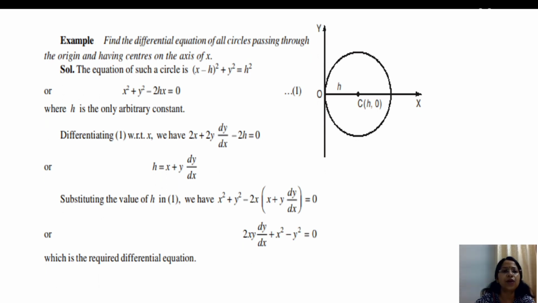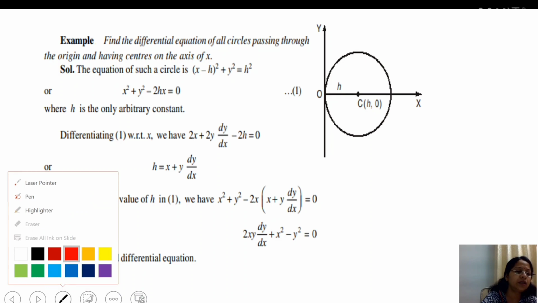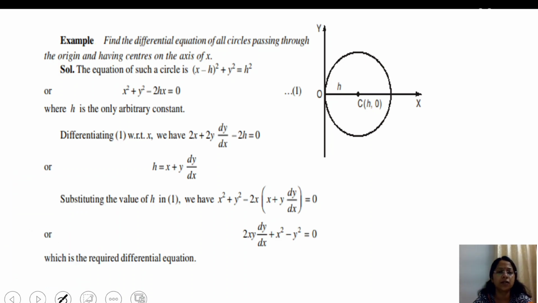Very first, before we learn how to solve a differential equation, we should know how to form a differential equation. So here we are going to start to learn how to form a differential equation. With the help of this example, let us try to understand how we form a differential equation. I am reading out the example. Find the differential equation of all circles passing through the origin and having centers on the axis of x.